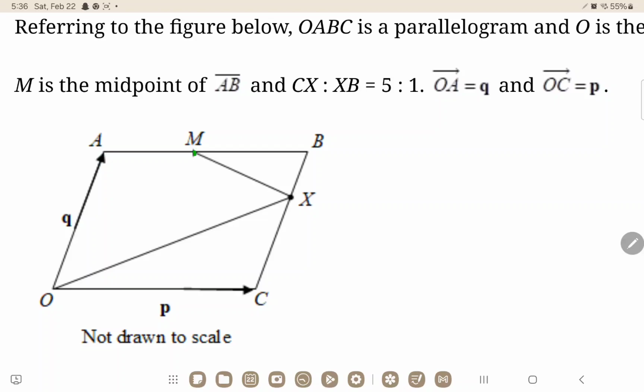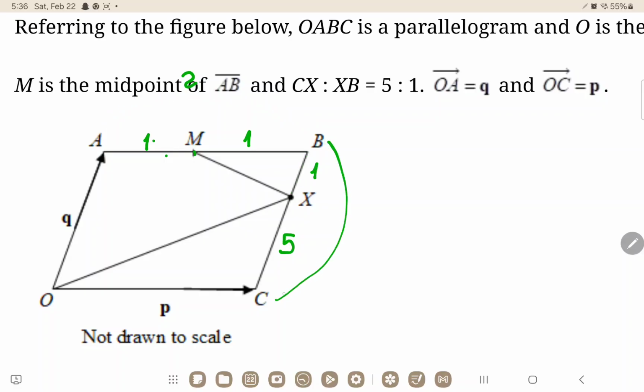So M is a midpoint. That's what they're telling us. What does a midpoint mean? It means it splits AB into 2 halves. So this is a 1:1 ratio over the whole thing, which is 2. So we got that out of the way. Now CX to XB is 5:1. CX is 5, XB is 1.